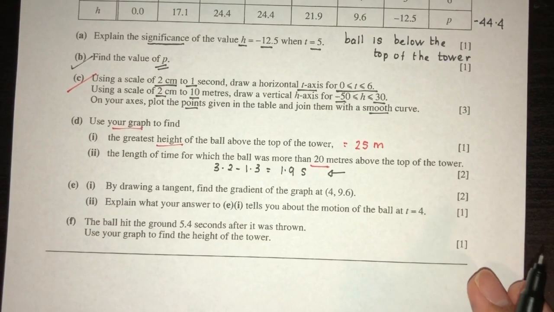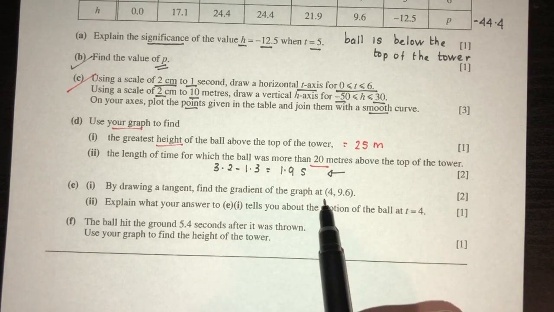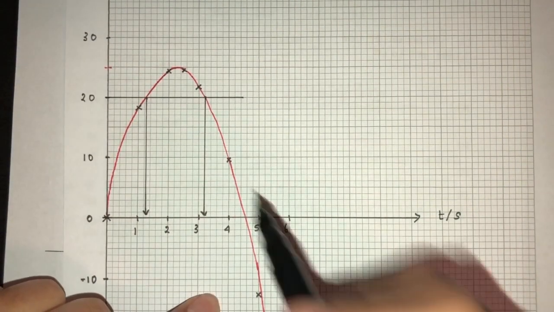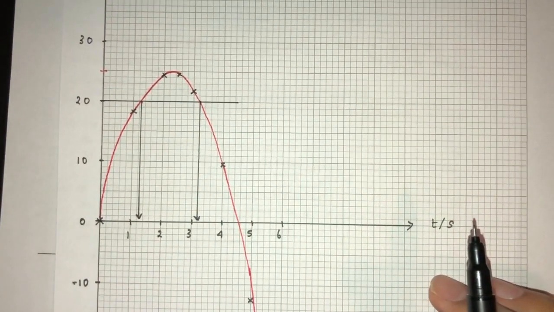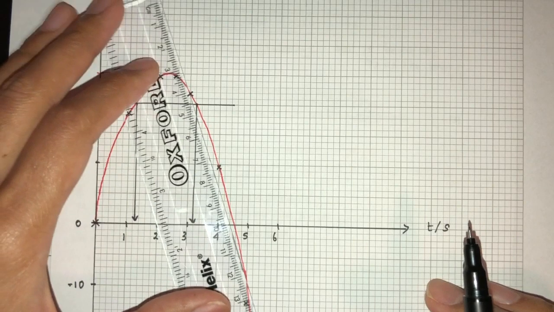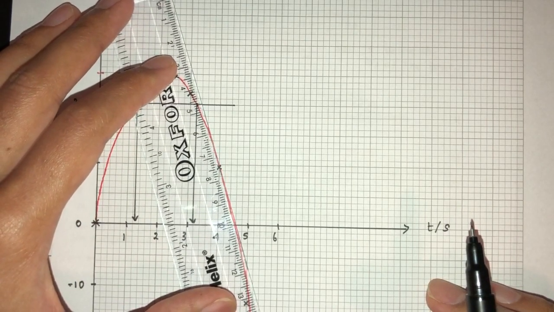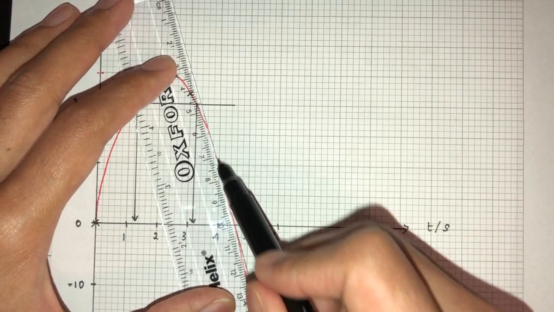Now for part E, by drawing a tangent, find the gradient of the graph at this point. So let's find the point, 4 and 9.6. That will be right here. So we have to draw a tangent at this point. We have to make sure our line touches 1 point exactly, right? So it will be in this direction.